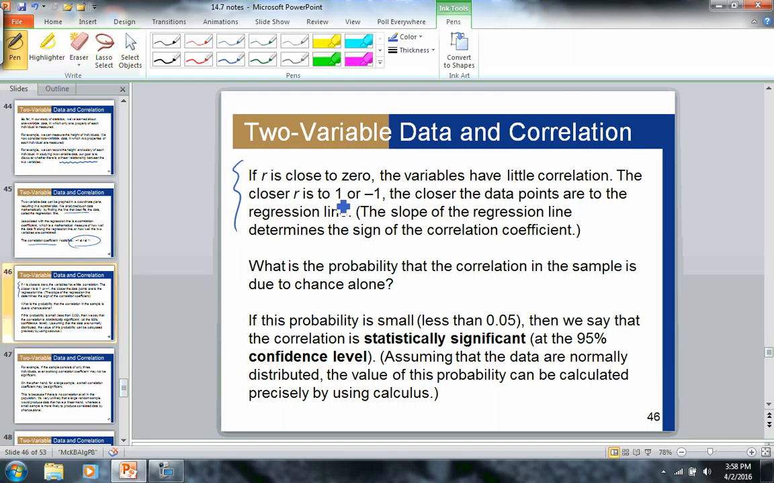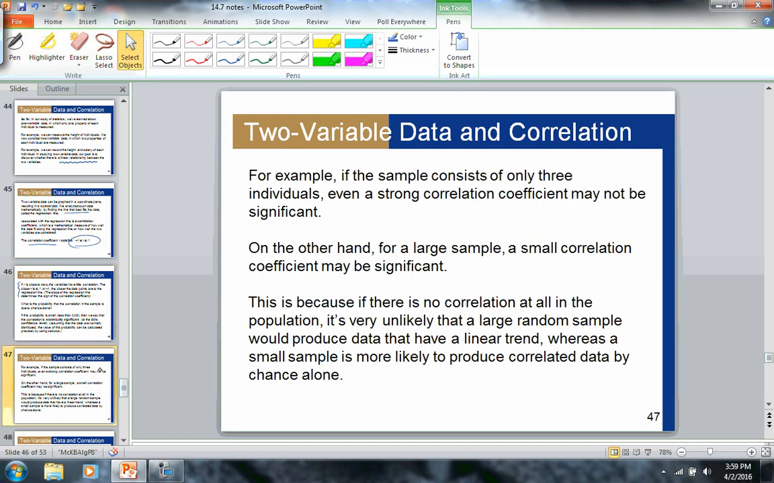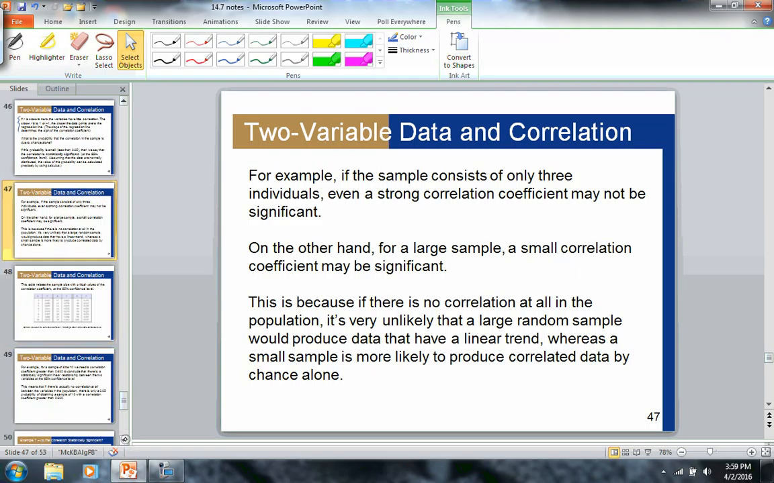But the closer that number gets to 1 or -1, the more statistically significant it is. Now we want it to be closer to 1 or -1 depending upon the slope, because we could have a relationship where it has a positive slope, or we could have a relationship where there's a negative slope. Okay, so it depends on the situation if it's +1 or -1. Okay, now the bigger the sample size, right here is where they're talking about this. The bigger your sample size, the more likely you're going to get an accurate representation.